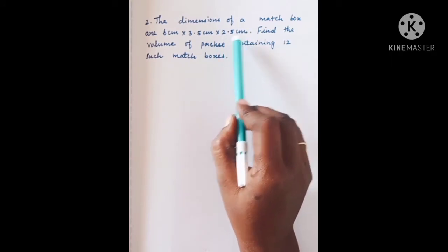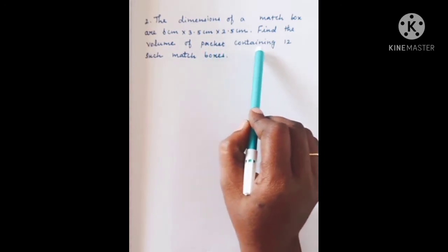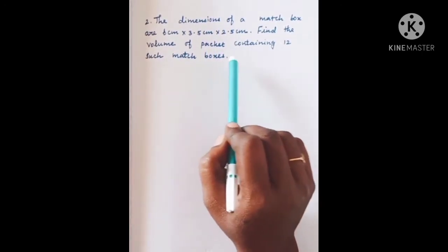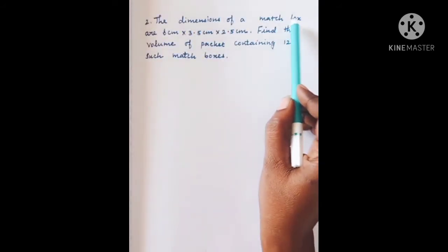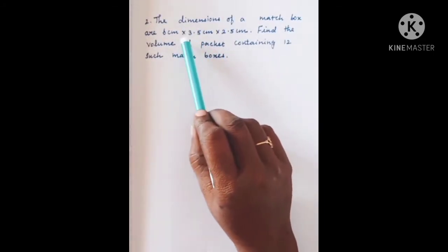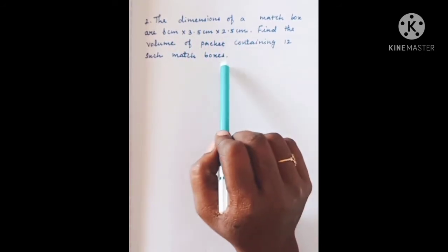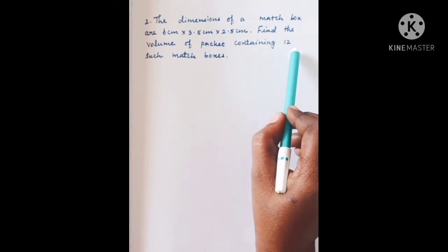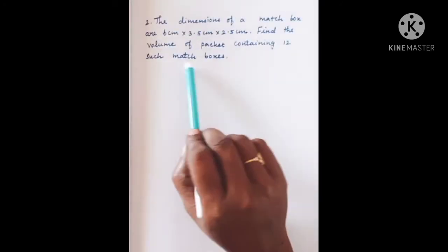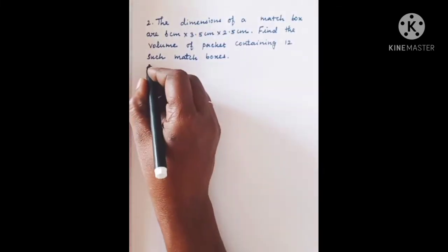We have to find the volume of packet. Volume of packet containing 12 such matchboxes. First we have to find the volume of one matchbox. That is volume of cuboid, isn't it? So volume of one such matchbox. First we have to find the volume of one matchbox and then we have to multiply the answer by 12 to find the volume of 12 such matchboxes. Here solution.